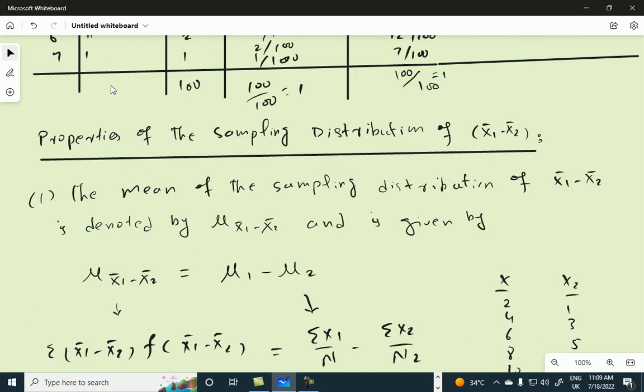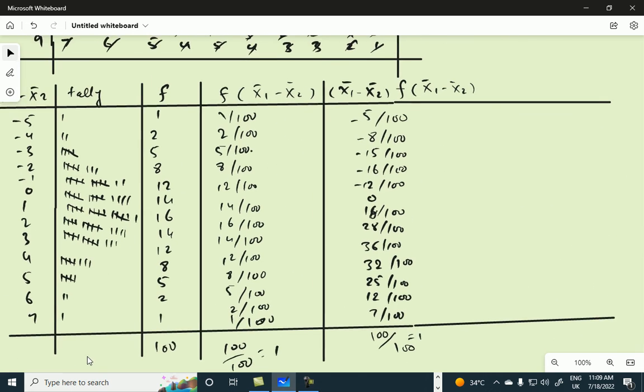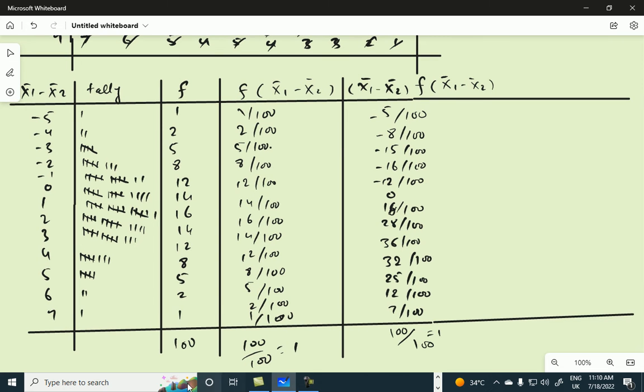The table of the sampling distribution of sample mean is given as, generate the last column, which is (x1 bar minus x2 bar) whole square into f of (x1 bar minus x2 bar). How can we calculate this column? Multiply this first column by the second last column.